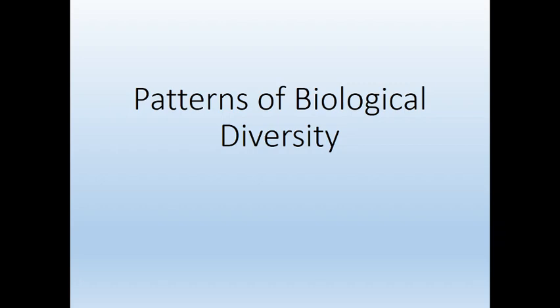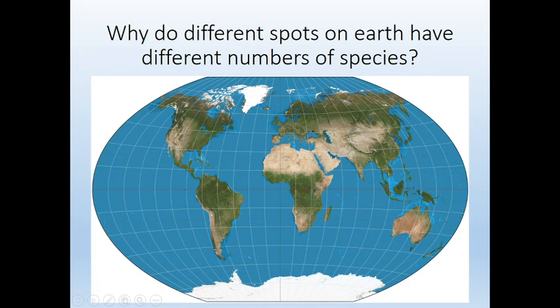Hello, everybody. So this is the lecture looking at the patterns of biological diversity, the first one of that set. So when I think about it from a community ecology perspective, we can ask the question, why do different spots on Earth have different numbers of species? Now, if you know anything, somewhere around the equator has the most species, whether we're looking at North America versus South America, or just within a continent, around the equator has the most species.